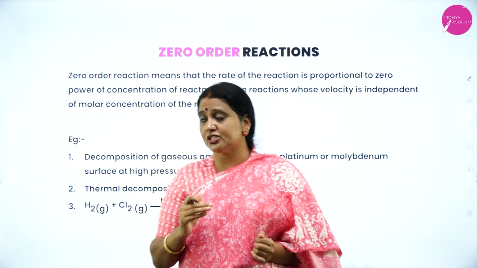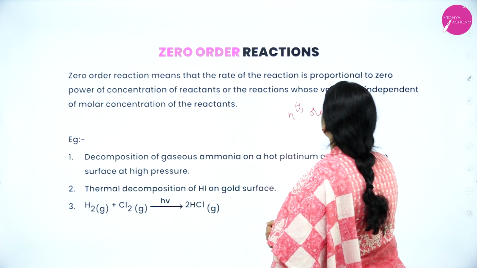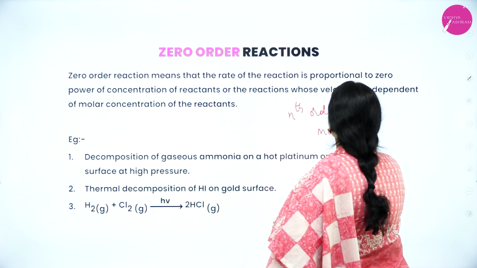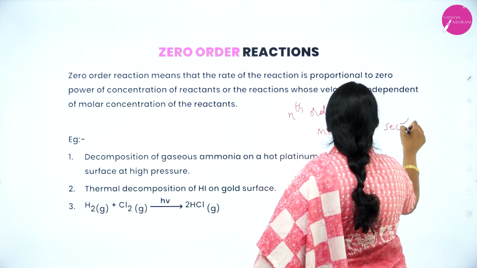If I compare this, what's the unit of rate constant for nth order? Mole to the power of 1 minus n liter to the power of n minus 1 per second.